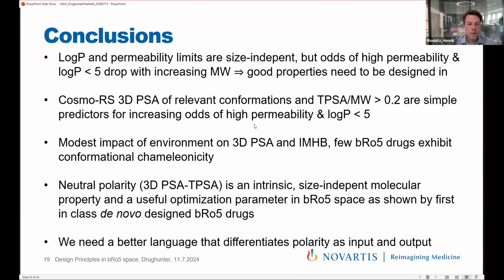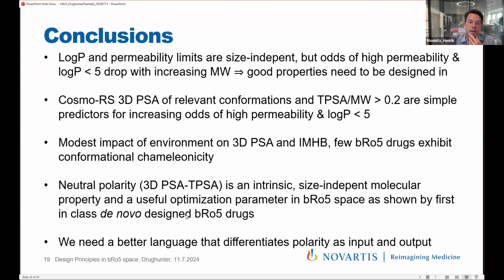The ruling concept of chameleonicity is not in play in most of the existing beyond rule of 5 drugs, but it's a really great concept whose potential still needs to be evaluated more with designed compounds. And lastly, neutral polarity, so the difference between a TPSA and 3D PSA, is an intrinsic and size-independent molecular property and can be a very useful optimization parameter in beyond rule of 5 space, as I just showed.